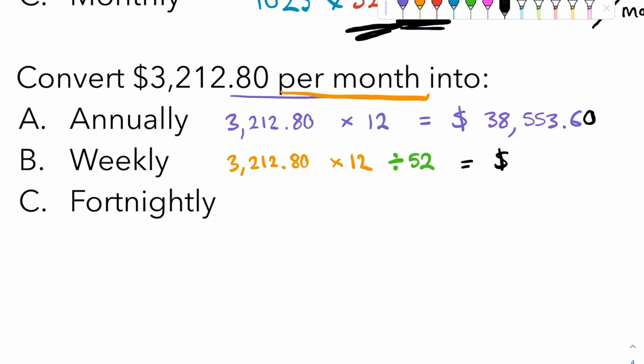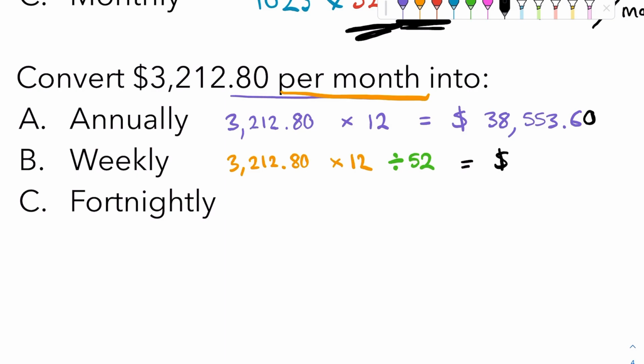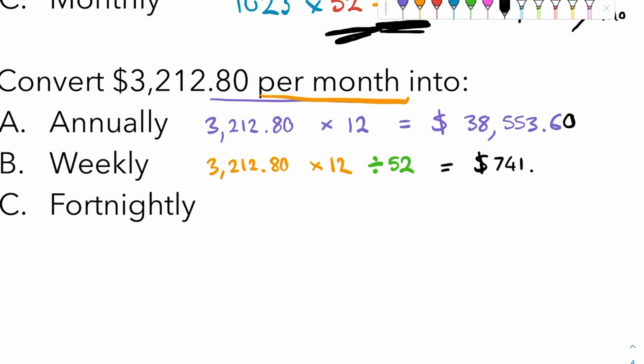So we go 52. I took my previous answer because that basically was this bit. And then I just punched in right now with my calculator, I just divided that by 52. I get $741. And this is a never-ending decimal sequence, so I will round that number. So it says 415, so that 5 will change it up, so it's now 42.